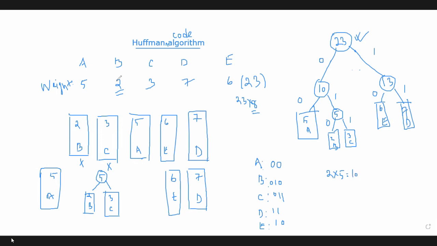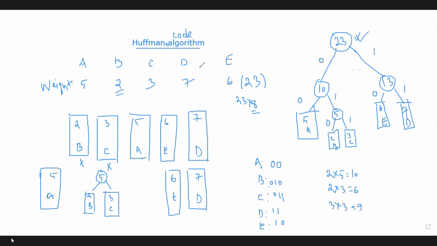For sending A in this message, we need how many bits? 10 bits. What about B? The weight of B is 2, and each character B needs how many bits? 3 bits. So multiply the weight with its length 3. 2 into 3 equals 6. Now the next one is C. For C, the path length was 3, and we assigned 3 values in this path. So the code for C is 0, 1, 1, and the code length is 3. Now multiply these 3 bits with its weight. So 3 into 3 equals 9.